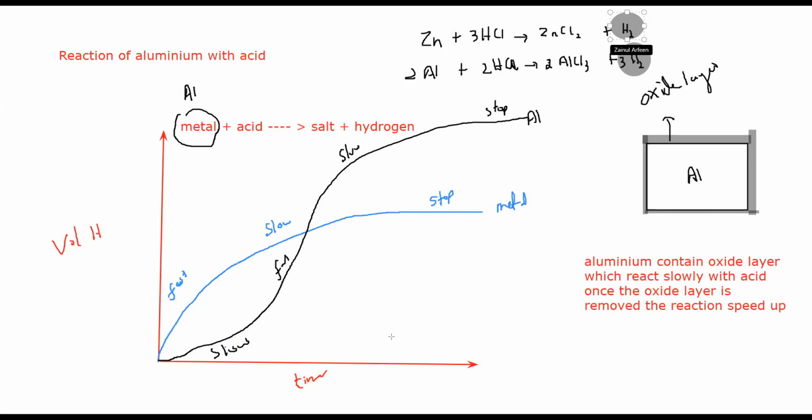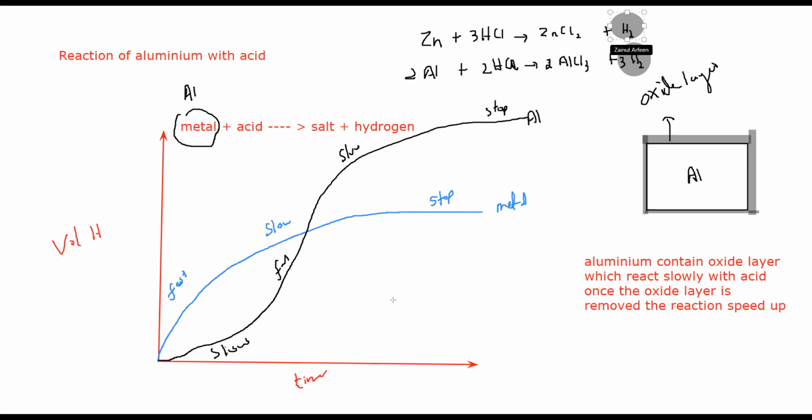But that is according to the equation, you can identify it from the equation. That's not the main question. The main part of the question is why the aluminium reaction is slower in the beginning, but with the passage of time, the reaction increases. So what is the reason for that?